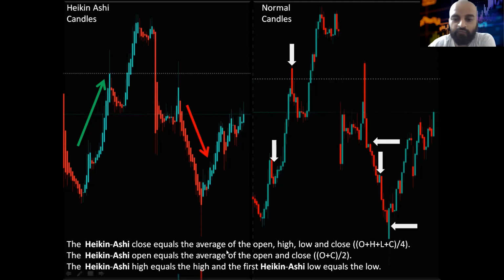If you look at the formula, it hardly matters, but if somebody wants to know the formula to calculate the Heikin-Ashi candle, it is similar to what we do in the normal candles. The Heikin-Ashi close is nothing but open plus high plus low plus close divided by 4. Similarly, the open is equal to the average of the previous open and close, the high equals the high and the low equals the low. So the formula is nothing but the average of all the prices prevailing in that particular candle.